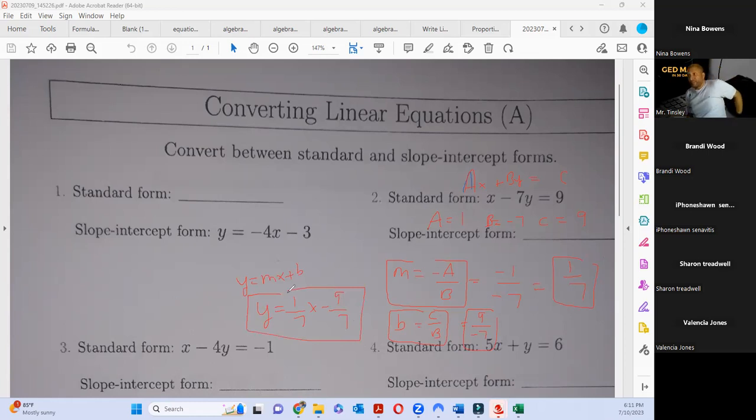Okay? Thank you. Now, Tansy, watch this. That's going from standard form to slope-intercept form. The other way, slope-intercept form to standard form, is easy. Just add 4x to both sides.